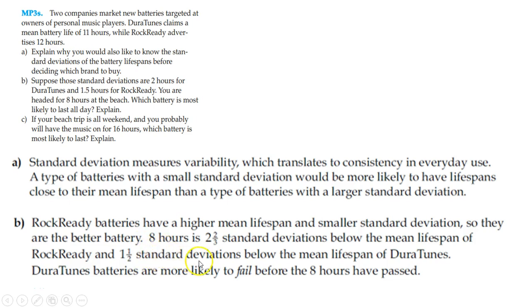So Rock Ready batteries are more likely to fail before the 8 hours have passed, basically. 8 hours is 2.3 standard deviations below the mean lifespan for Rock Ready, and 1.5 standard deviations below for Duratunes. So it says right here, Rock Ready's batteries are more likely to fail before 8 hours because they're closer to that mean. So we would probably want to go with the Duratunes. It says 8 hours is 2.3 standard deviations below the mean lifespan of Rock Ready, and 1.5 standard deviations below the mean for Duratunes. So we wouldn't want to go with that one.